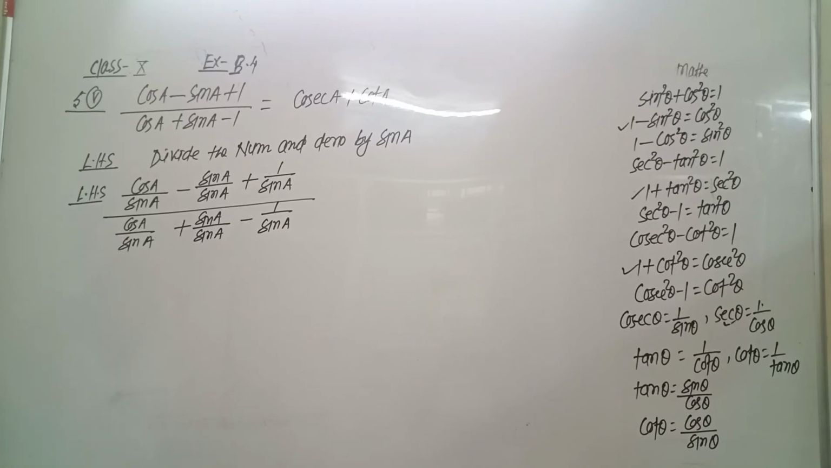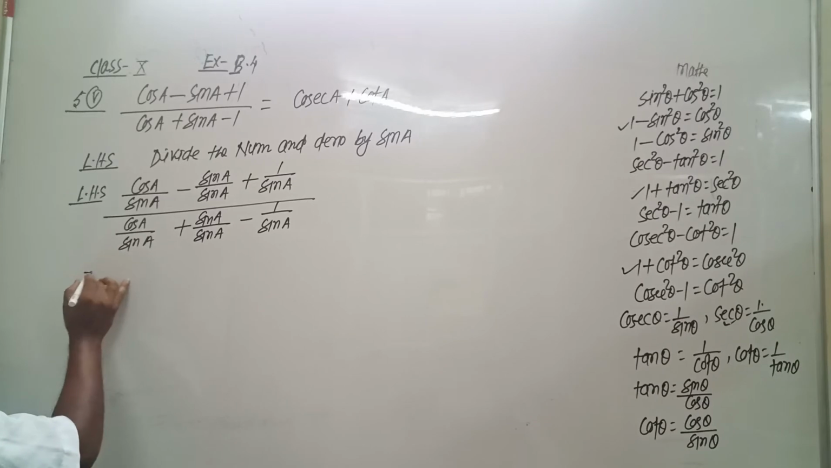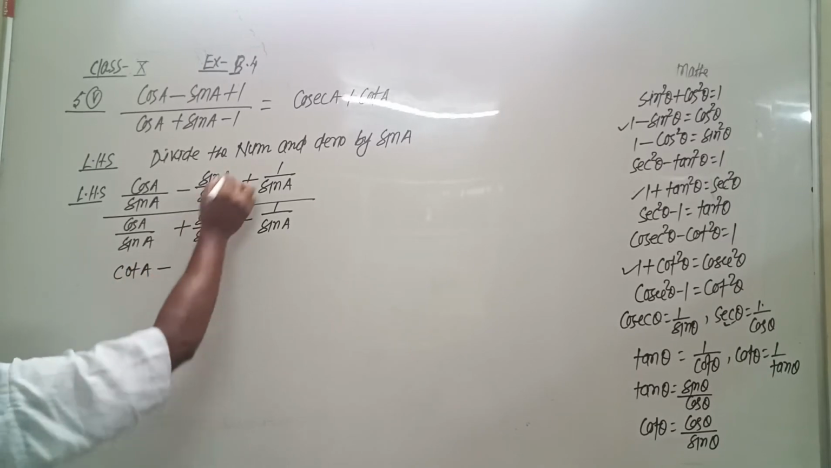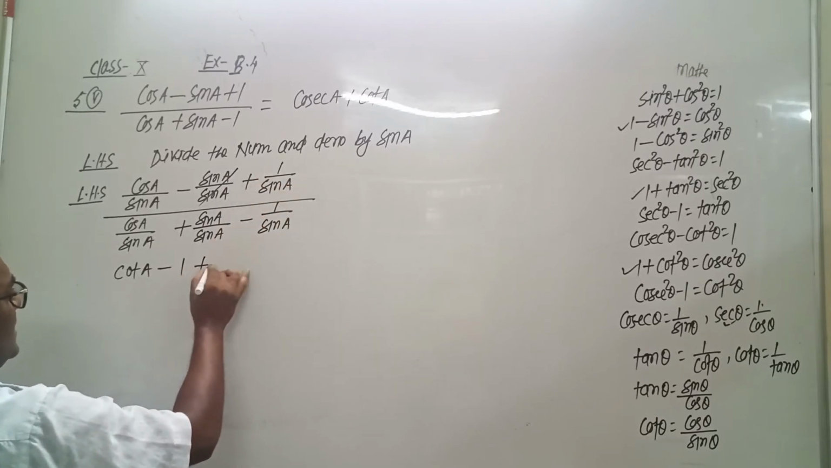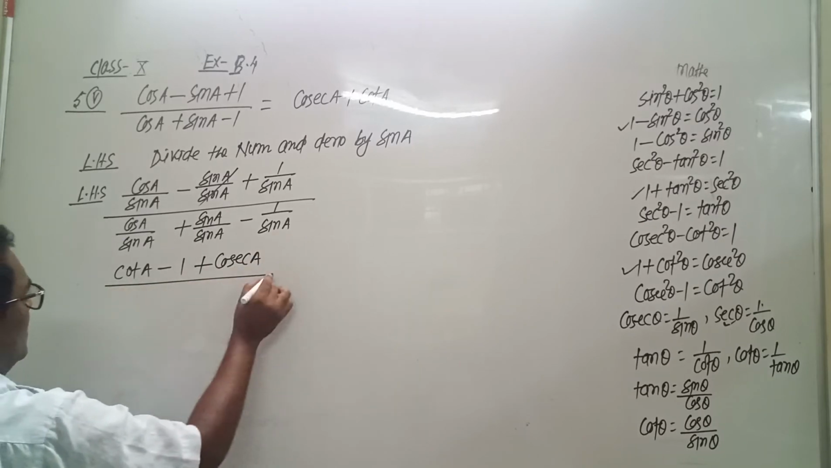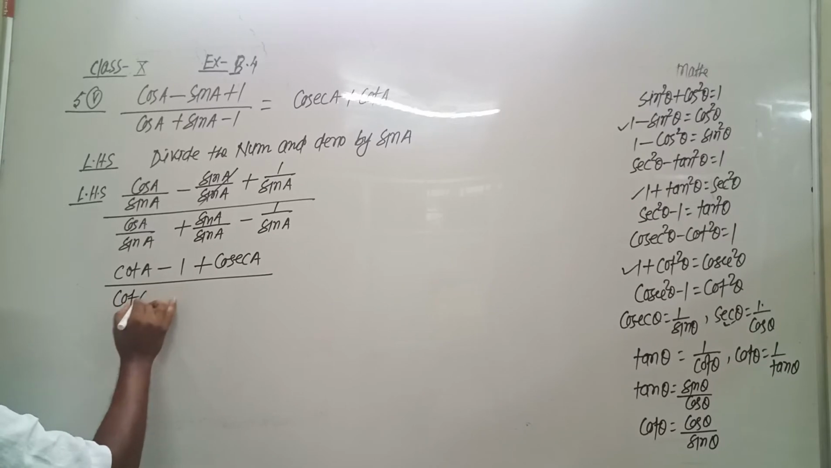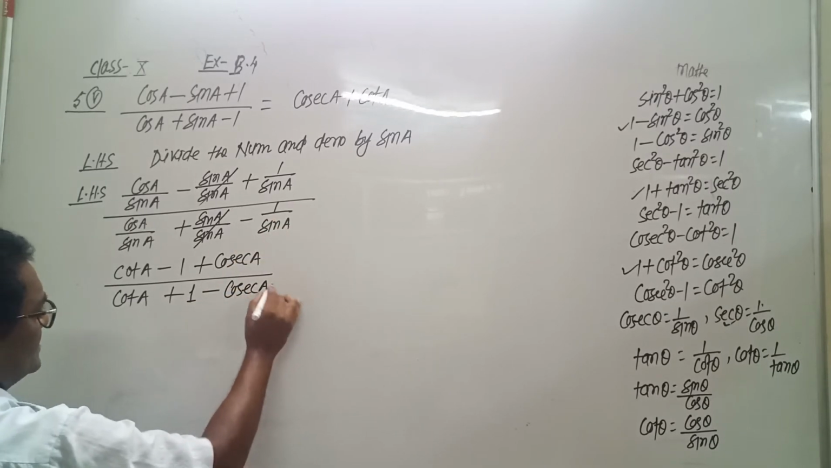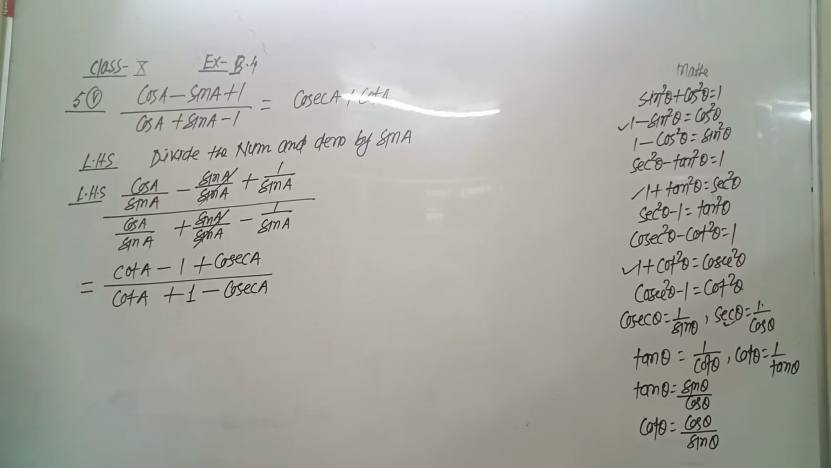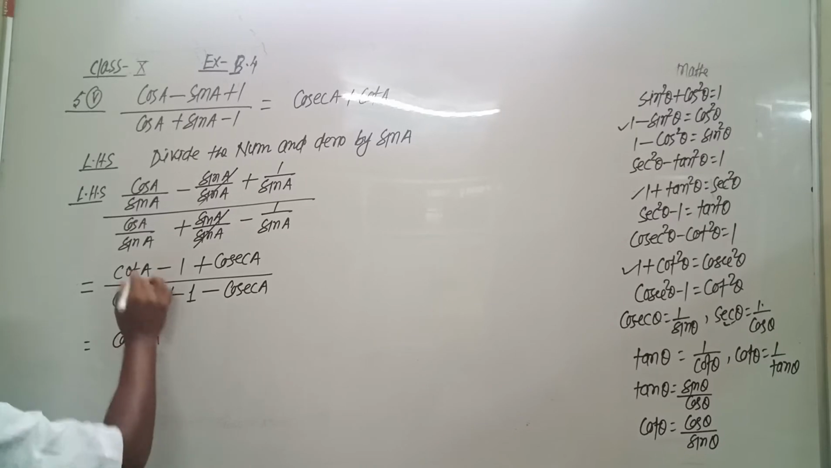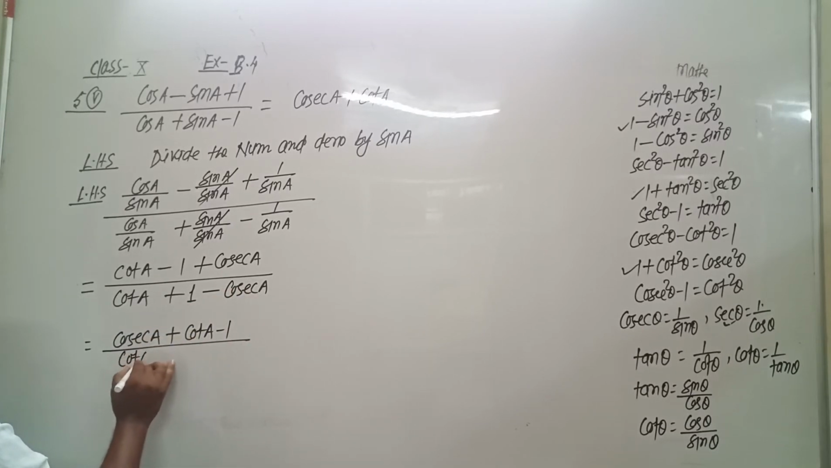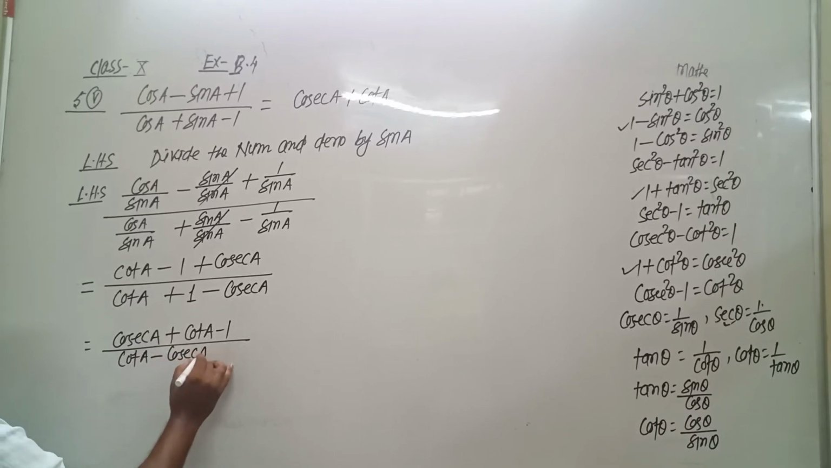In the first step, we divide the numerator and denominator by sin A. Then cos A upon sin A is written as cot A. Minus sin A and sin A gets cancelled, and 1 by sin A is cosec A. Upon cos A divided by sin A, again cot A, plus sin A and sin A gets cancelled, plus 1, and minus 1 upon sin A is written as cosec A. Then we'll write cot A minus cosec A plus 1 in the numerator, upon cot A plus 1 minus cosec A in the denominator.